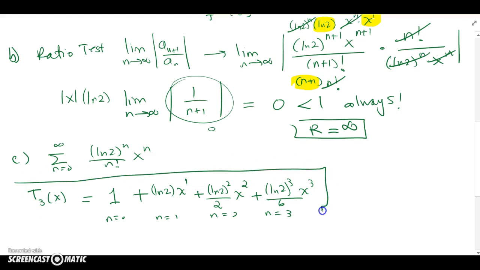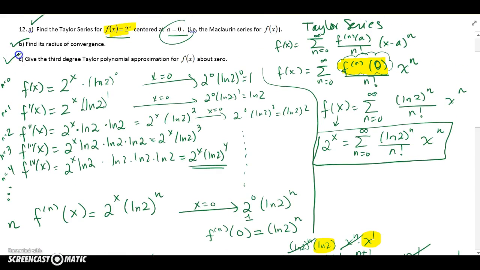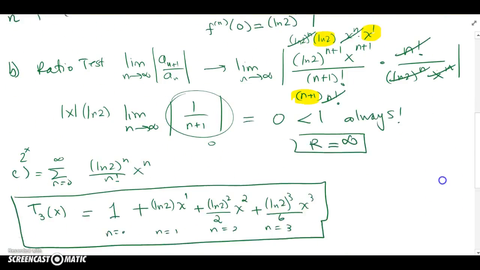So this polynomial captures 2 to the x pretty good around 0, for the radius of convergence being big. If I go all the way up, theoretically this will capture 2 to the x all over the place. But all we needed for part C was a third degree polynomial, so that's good enough. We're done with part C as well.